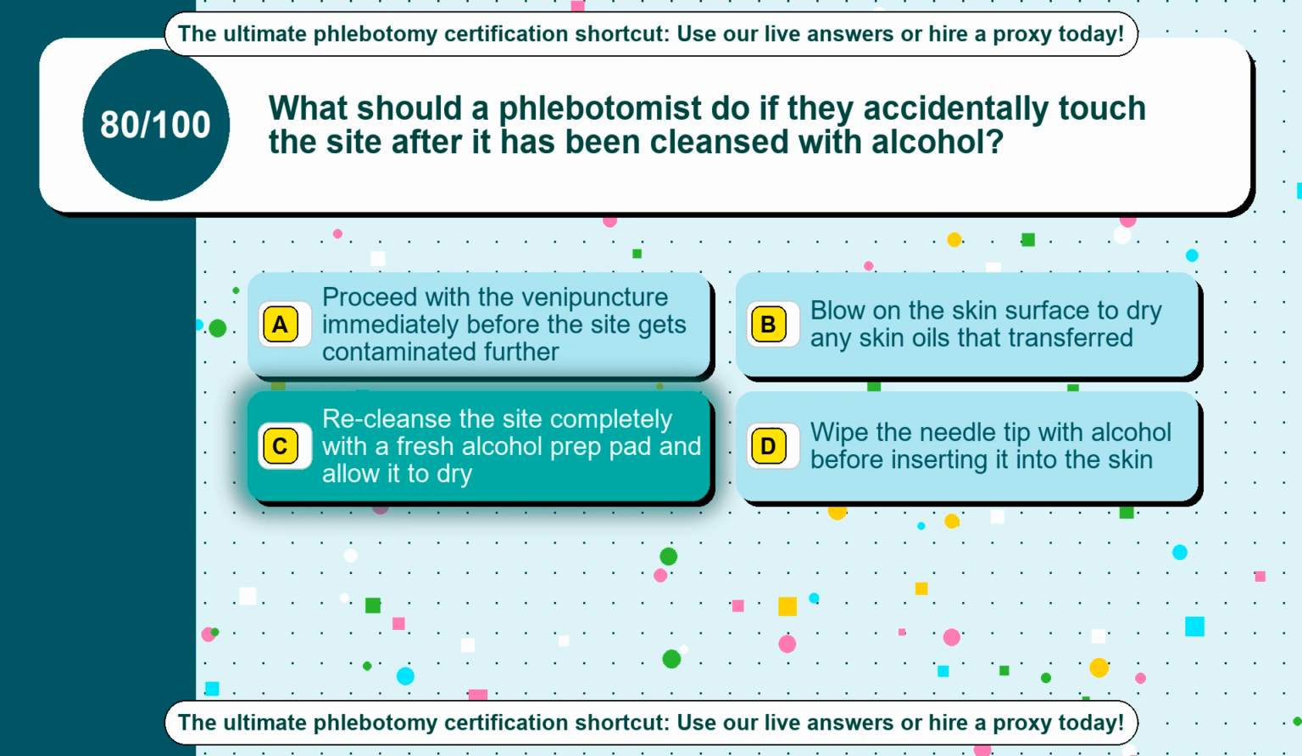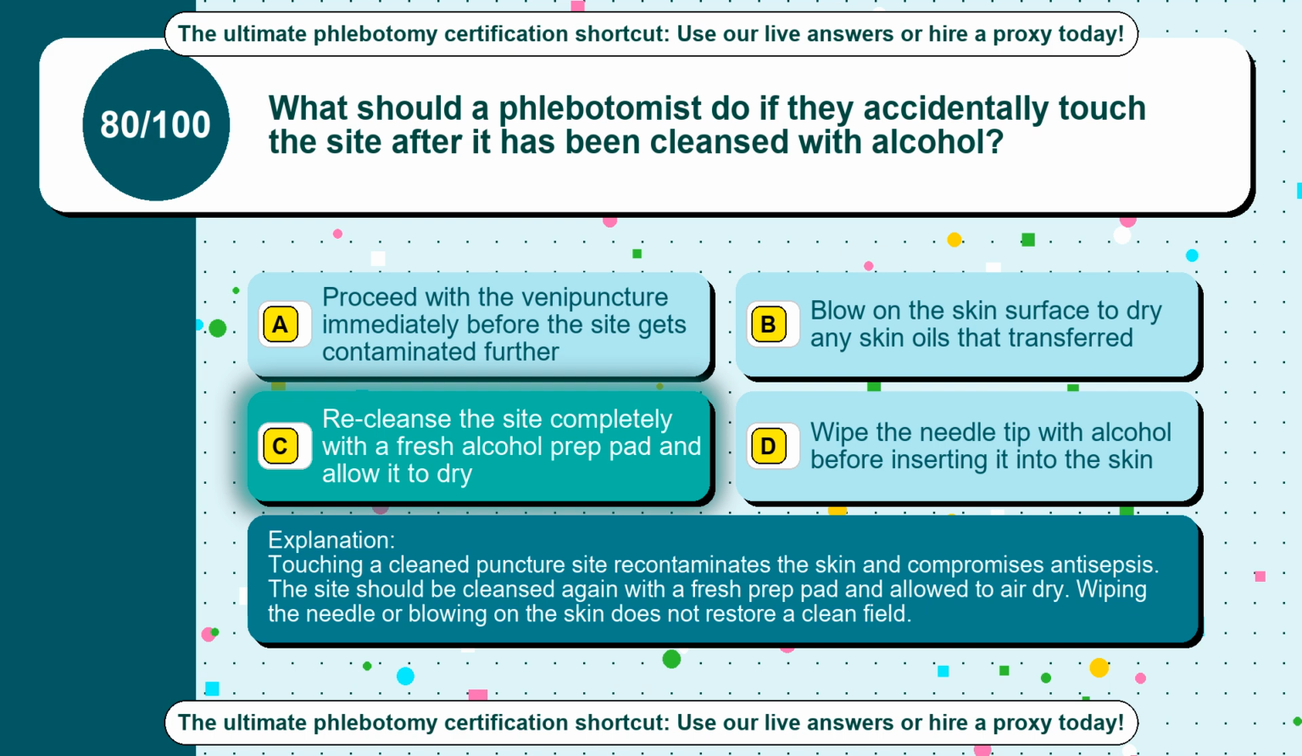Re-cleanse the site completely with a fresh alcohol prep pad and allow it to dry. Touching a cleaned puncture site recontaminates the skin and compromises antisepsis. The site should be cleansed again with a fresh prep pad and allowed to air dry. Wiping the needle or blowing on the skin does not restore a clean field.